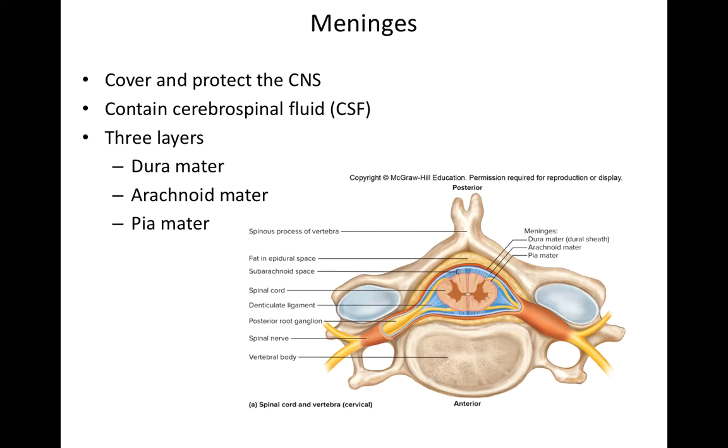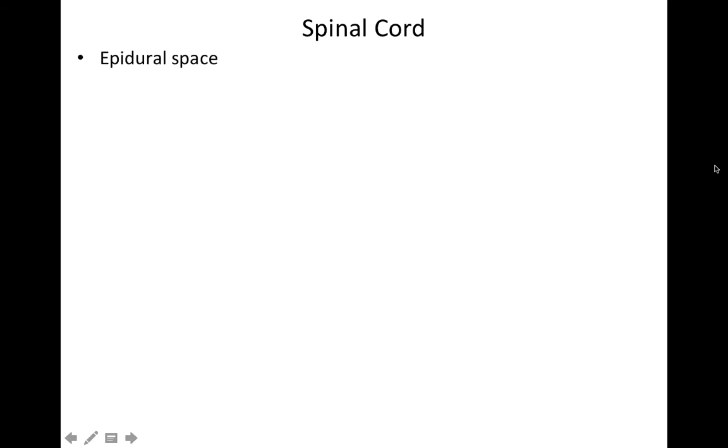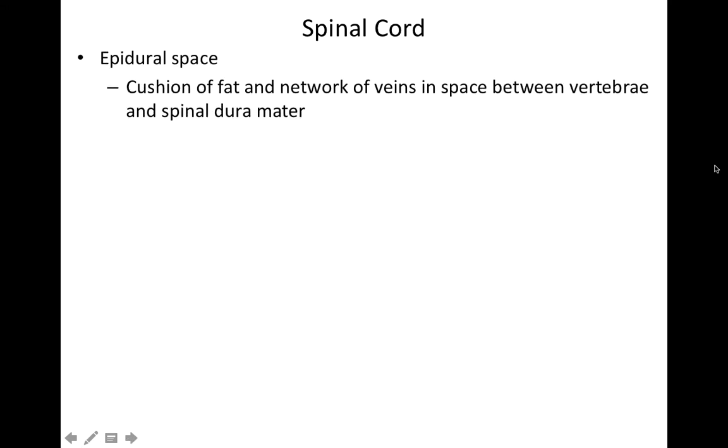Now, in the spinal cord, we have an additional space called the epidural space right here. This is not found in the brain. So when we get to the brain, we're not going to see an epidural space. We only have an epidural space around the spinal cord. So let's talk about these. The epidural space is basically a whole bunch of fat and blood vessels, and it cushions the space between the spinal cord and the vertebrae. We obviously wouldn't want the spinal cord smashing into bone. Okay, it's pretty delicate, so we fill that space up with fat.